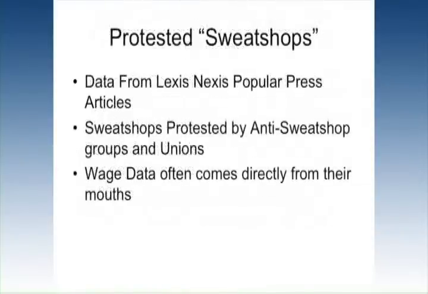So the next stage: let's look not at the apparel industry generally in countries accused of using sweatshops, but at the actual sweatshops themselves. These are groups that have been protested by anti-sweatshop groups and unions in the United States. We don't have comprehensive wage data for them; there's no such thing as a database of sweatshop wages. So we had to construct one.